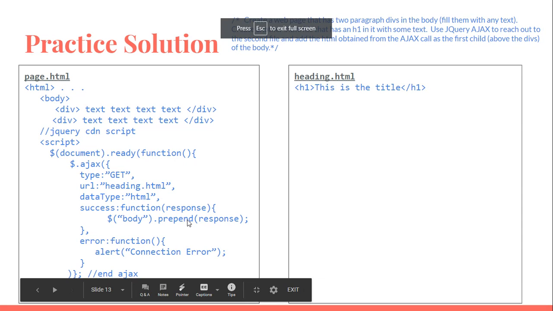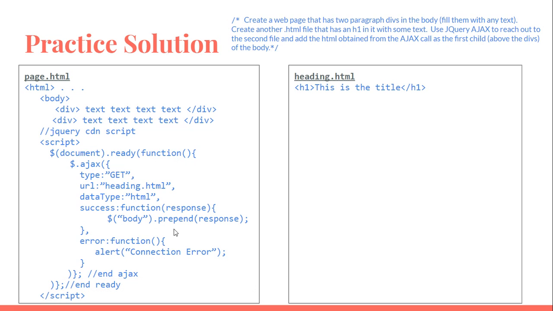And what that will do is find the body tag right up here. And prepend, remember, is adding a child at the beginning, adding a first child of the body. And so it's going to come up to the body before these divs, and it's going to take whatever HTML got pulled into response, and it's going to push that HTML right into here.